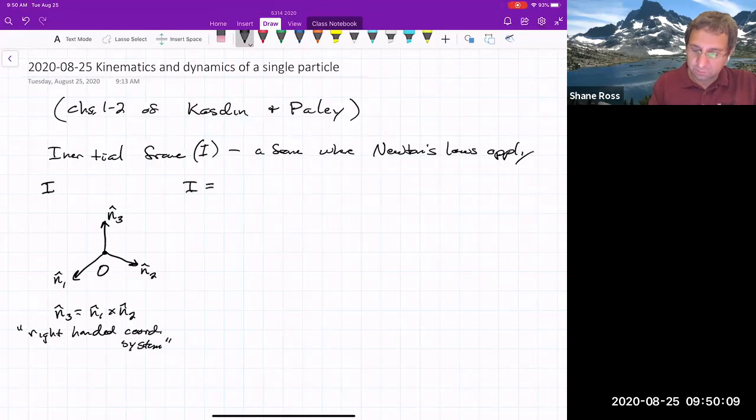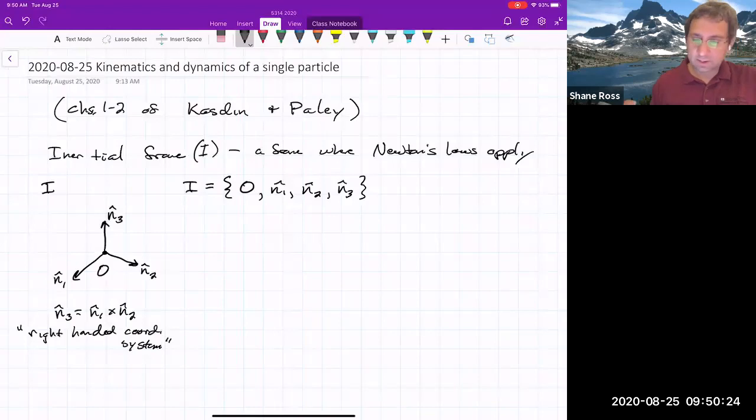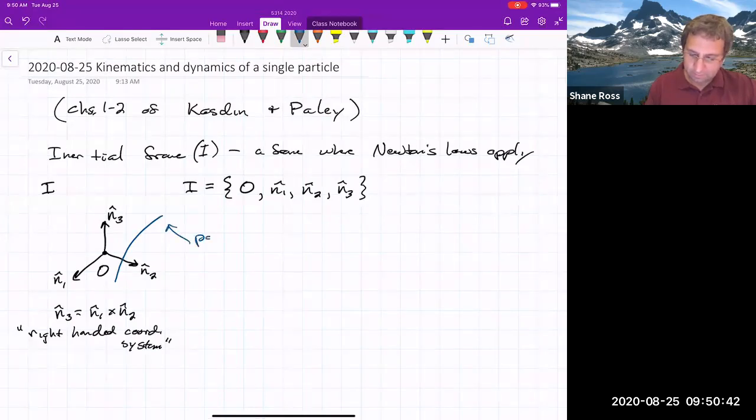So an inertial frame is technically an origin and then a triad of unit vectors, which define the three orthogonal or perpendicular directions. And with respect to this frame, you can look at the motion of particles. Okay, so we've got this is a particle. It's the path of a particle. Or if you want, it's a mass, m.